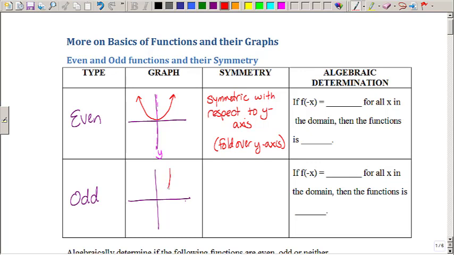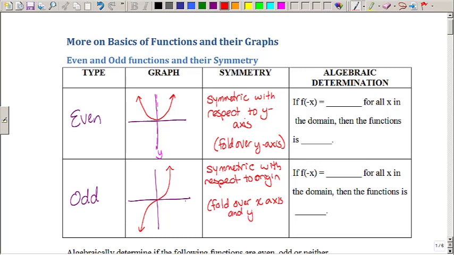Just one example of an odd function would be a graph like this. Odd functions are symmetric with respect to the origin. So what does that mean? Well, it's not just as easy as folding over the y like the even function. In this case, we have to fold over the x-axis and then again over the y-axis. And if you fold over the x-axis and the y-axis, then the two branches would meet up.